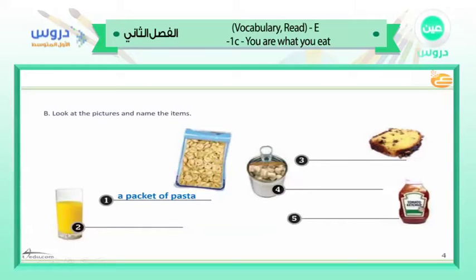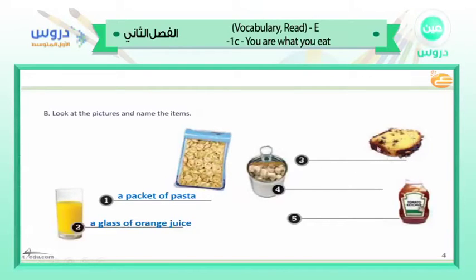Number 2. What is this? Very nice. This is orange juice. I know this is orange juice, but what can we call this whole thing together? A glass of orange juice. Exactly, a glass of orange juice.